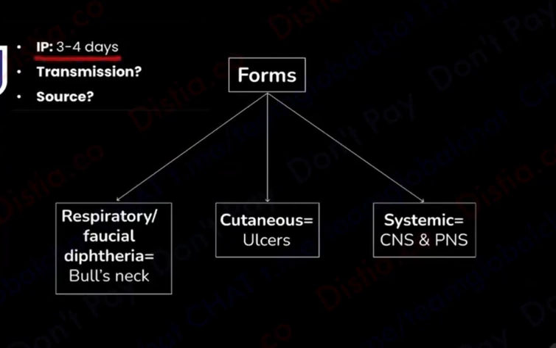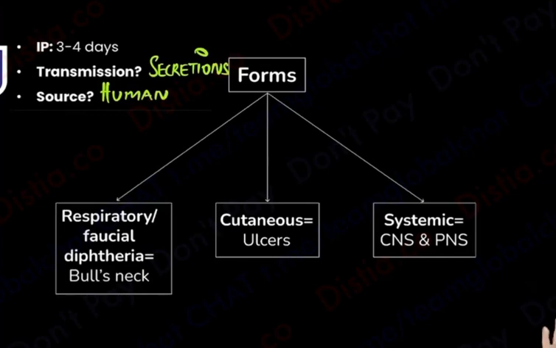The incubation period is very small, that is 3 to 4 days. The transmission is going to occur with the help of secretions. So this means there is droplet infection. When you treat the patient, you will need droplet precautions. Keep that in mind. The source is going to be all of us. So anytime you have a patient of diphtheria, you have to maintain droplet precautions because humans are the source and it spreads through secretions.